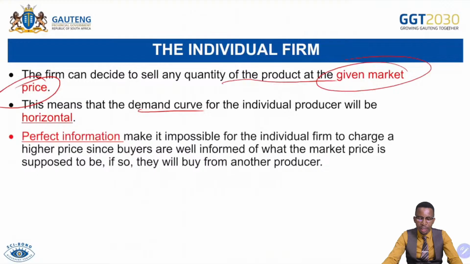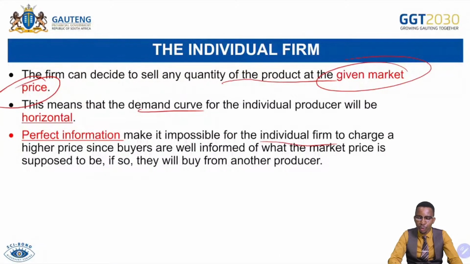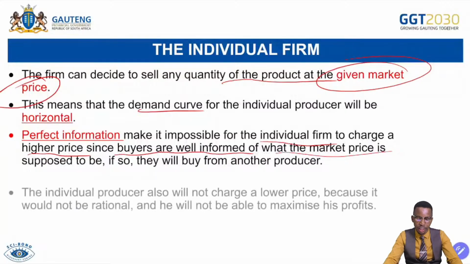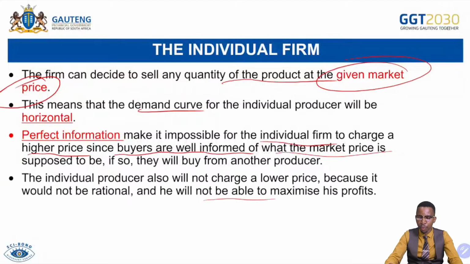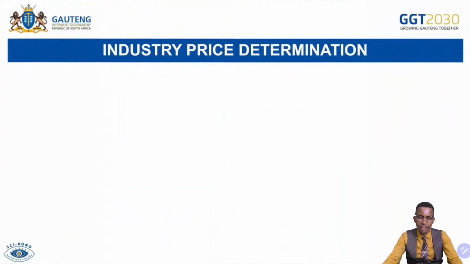Perfect information makes it impossible for the individual firm to charge a higher price, since buyers are well informed about what the market price is supposed to be. If so, they will buy from other firms in case the firm decides to increase the price. The individual producer also will not charge a lower price because it would not be rational and he or she will not be able to maximize profits.